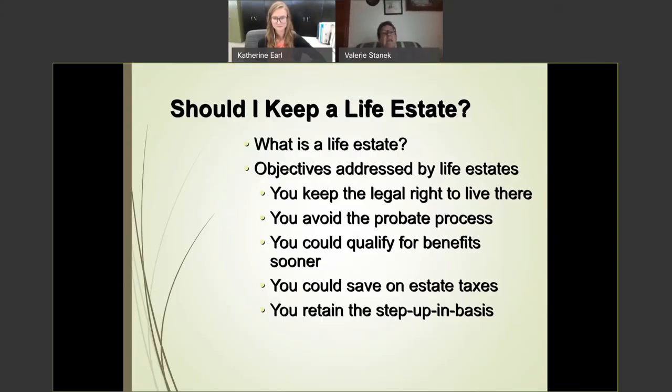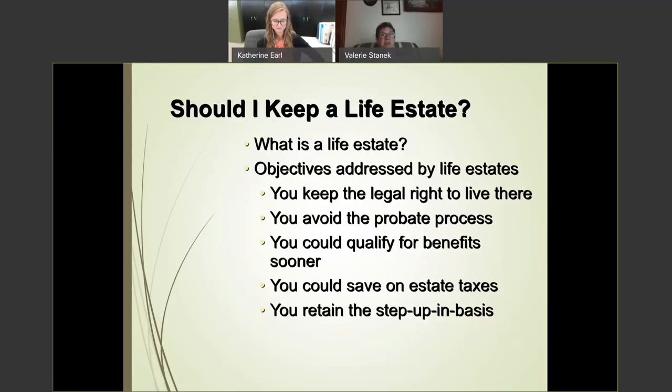So you keep the legal right to live there for your whole life. Unlike transferring the asset to them, your children can't evict you and they can't sell the property out from under you. You avoid the probate process because at the moment of your death, that property becomes the property of the people to whom you have transferred that value, which is referred to as the remainder value when you set up the life estate.